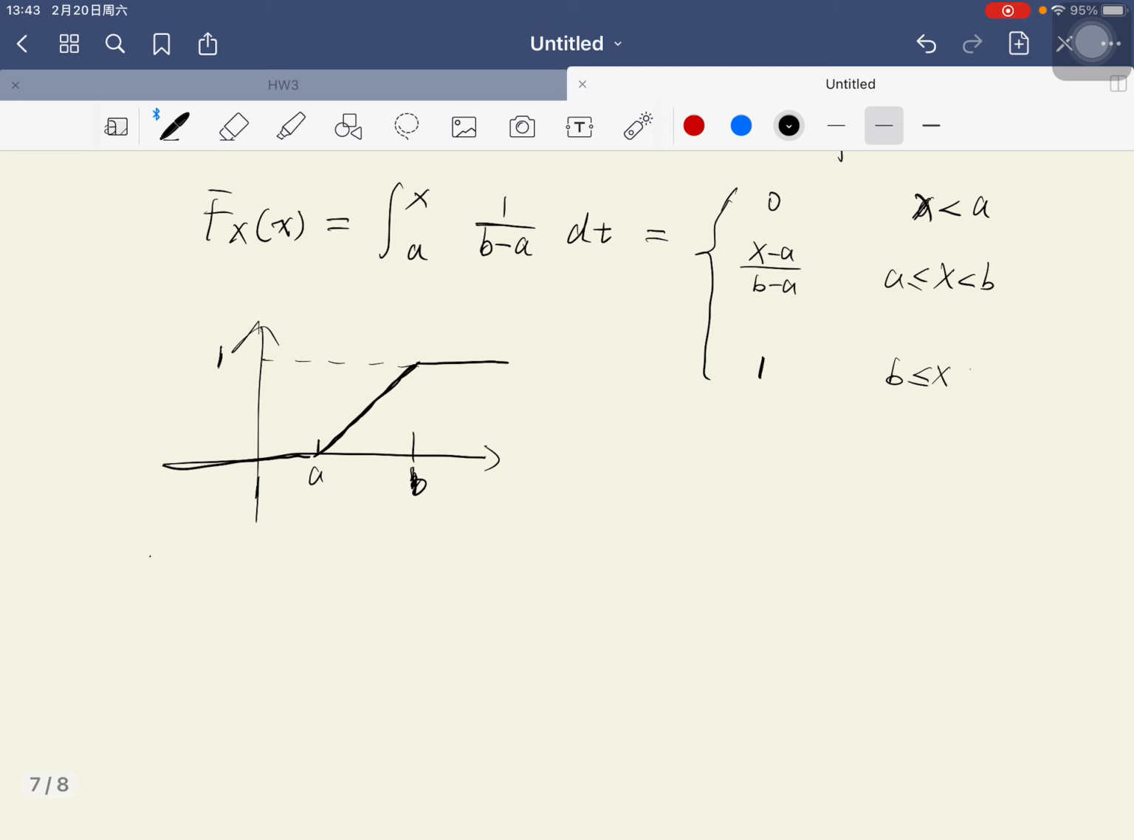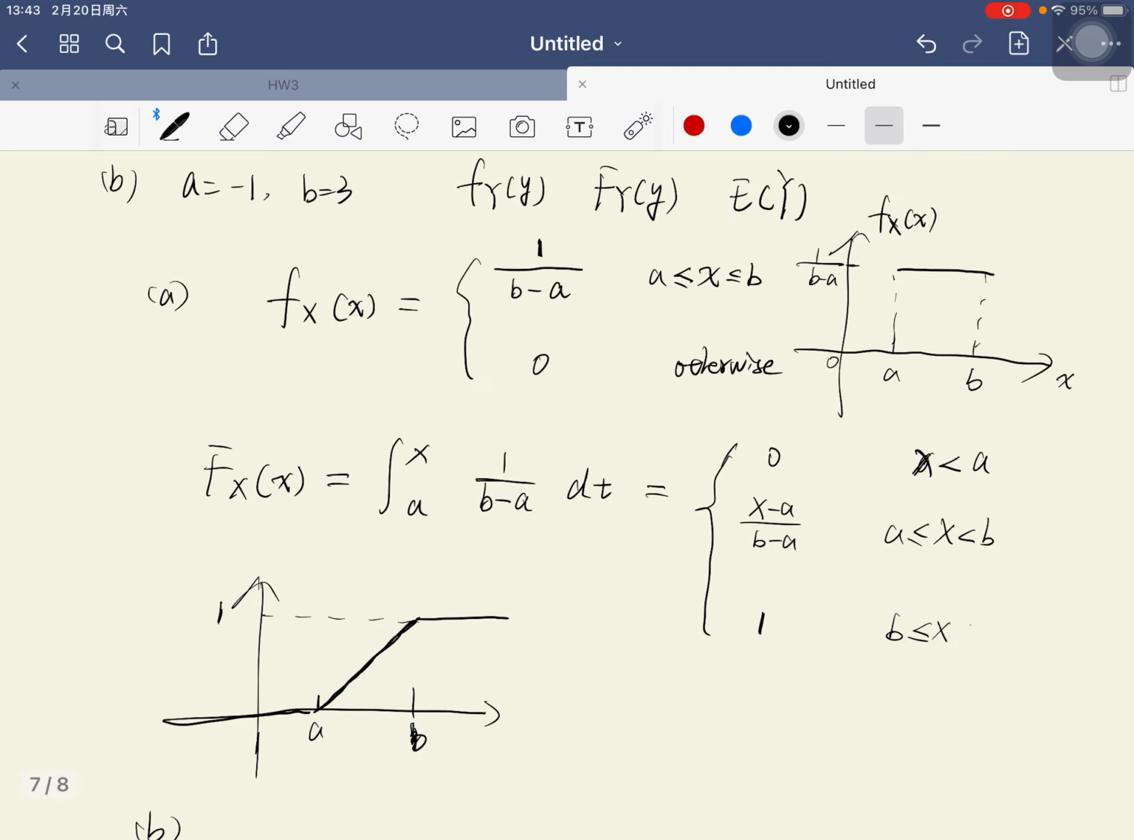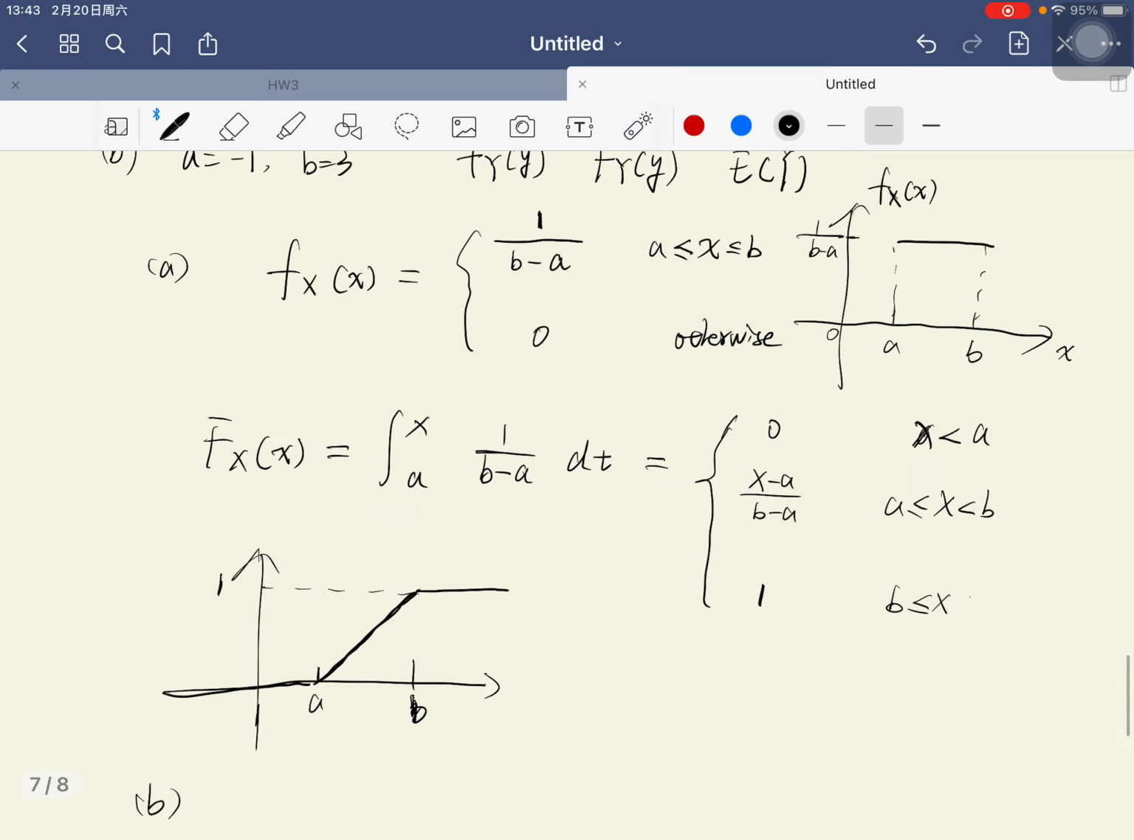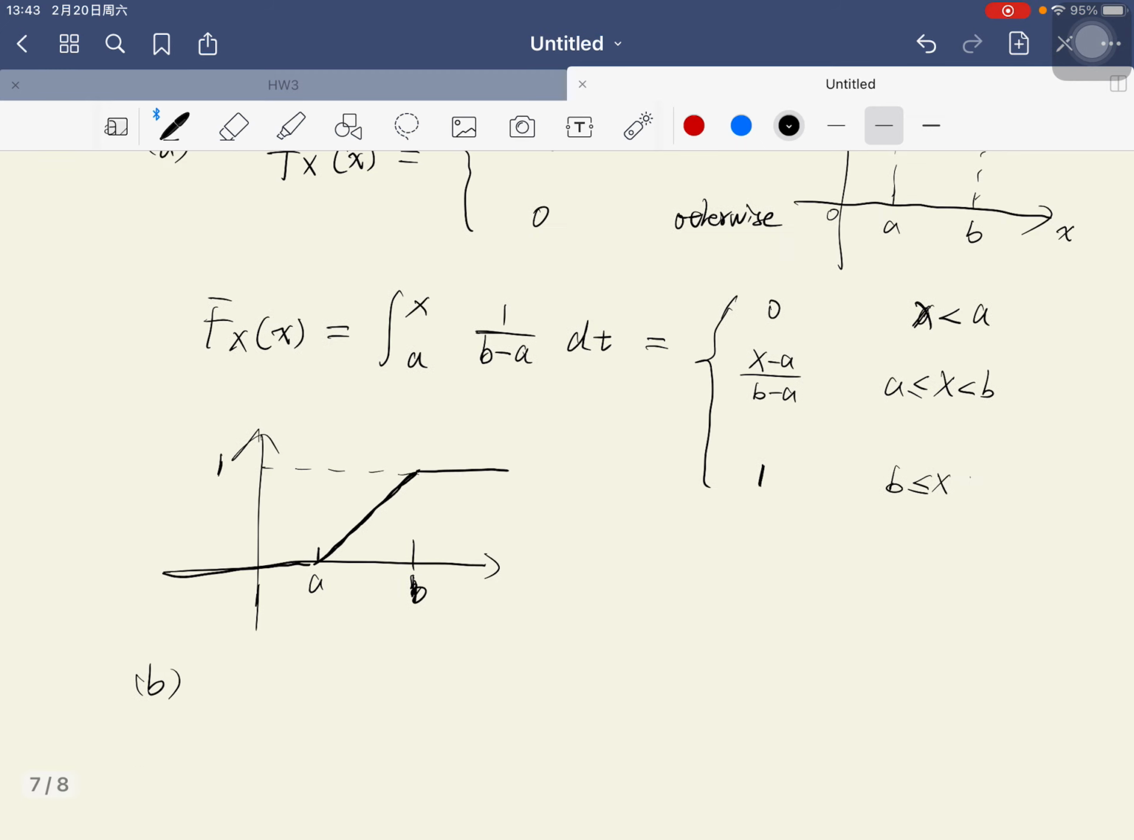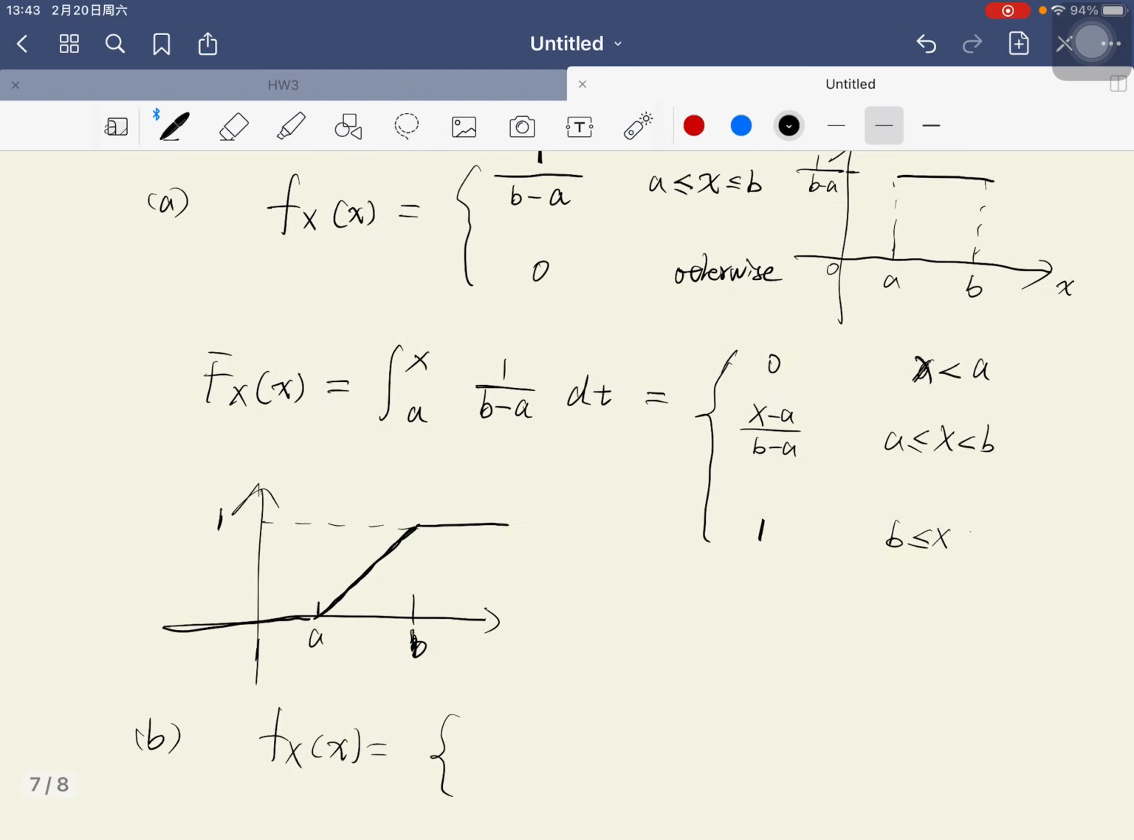And for the second question, a is equal to -1 and b is equal to 3. We could compute the density function of X as 1 over 4, where X is from -1 to 3, and otherwise 0. And the distribution function is equal to x plus 1 over 4, where X is from a to b.